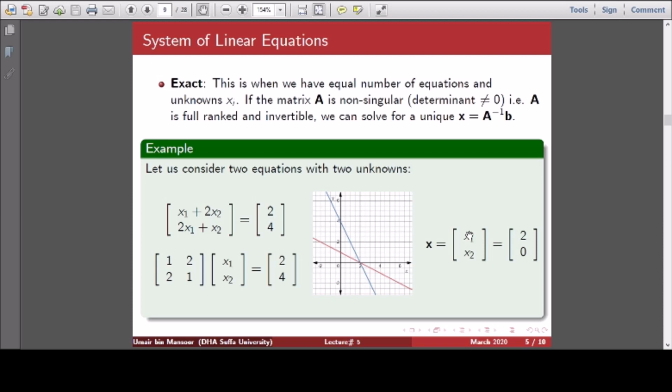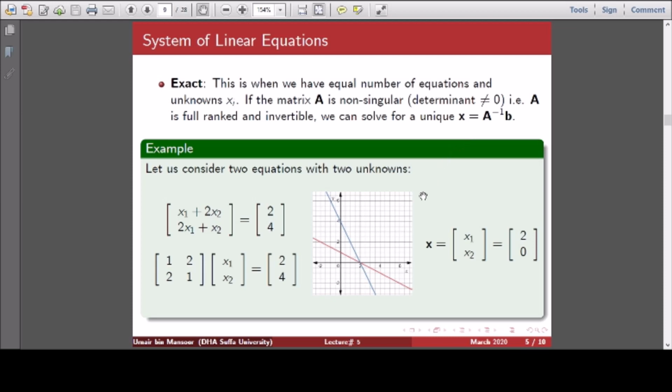So when you have a non-singular matrix A, which means that it has independent columns and hence it is invertible, then we can easily find the unique X by inverting A and multiplying it by B.